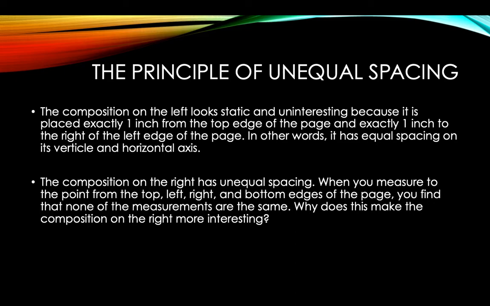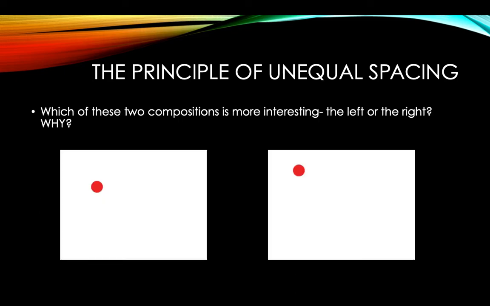Why does it make this composition on the right look more interesting? Let's look at them again. So the one on the left is the same distance here and the same distance here. But the one on the right, look, it's closer here, it's further here. It also makes the distance different here. And so we actually are more attracted to something that makes us look a little bit longer at it. Because this one is 1 inch from each side, it's static.